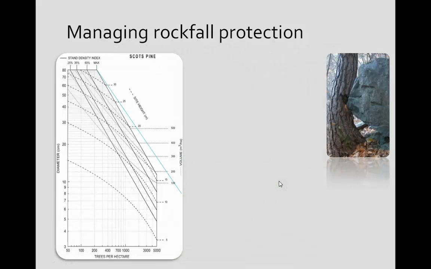This is a density management diagram for Scots pine in Italy. And this example, which we'll go through quickly, is people have used this diagram to assess structure that would be appropriate for providing maximum rockfall protection. This is a big deal in some alpine valleys in the Italian Alps.